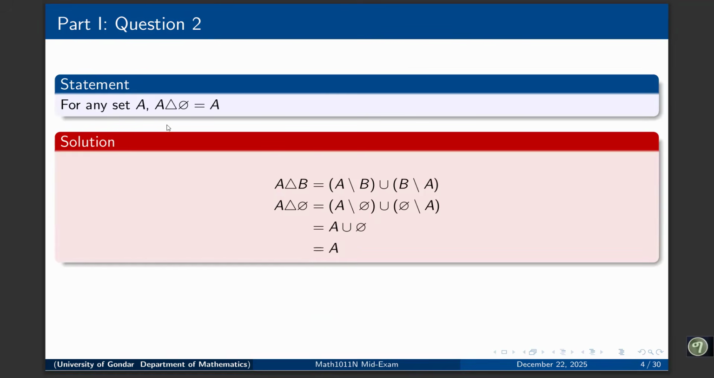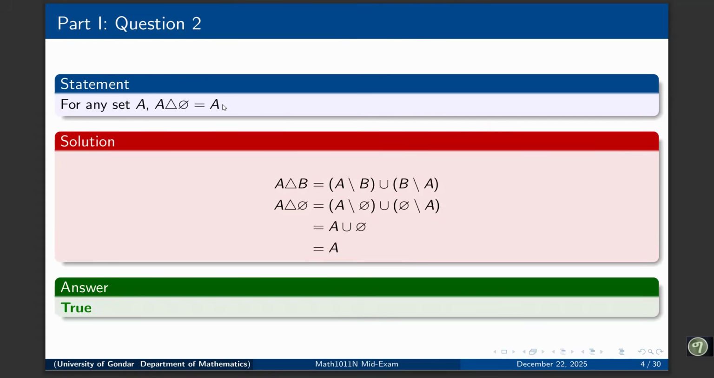Here we are given A and the empty set, so if we substitute the empty set for B, A Δ ∅ is equal to (A − ∅) ∪ (∅ − A). We know that A − ∅ is A, and ∅ − A is the empty set, so the union of these two will be A. Therefore, for any set A, A Δ ∅ is always the set itself, A. So the truth value for this one is true.